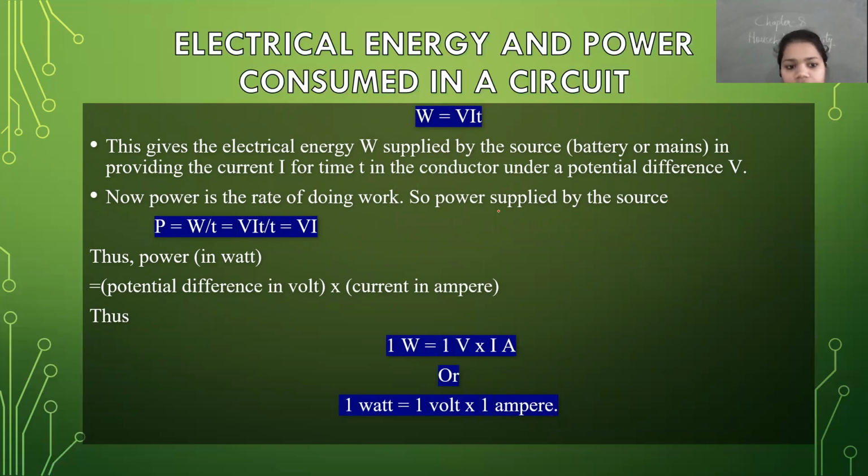Now, based on this, we can calculate the power. Power is the rate of doing work. So P is equal to W by T. And if we substitute the value of W, that is VIT, into this formula, we get the formula P is equal to V into I. That is, power is equal to potential difference in volt into current in ampere. That is, 1 watt is equal to 1 volt into 1 ampere.